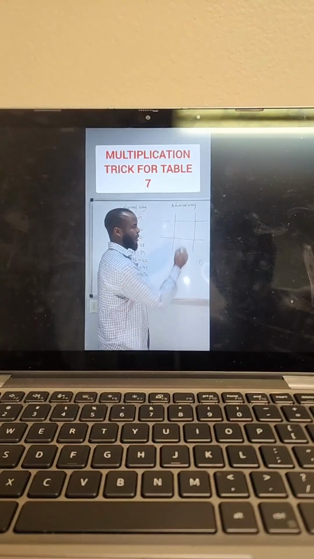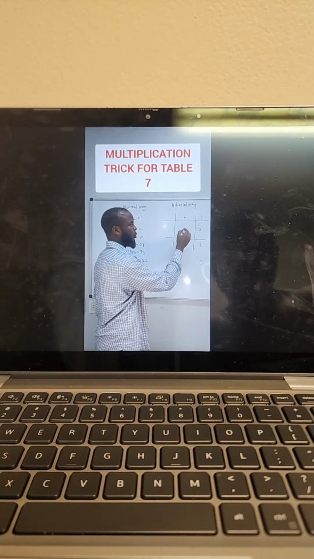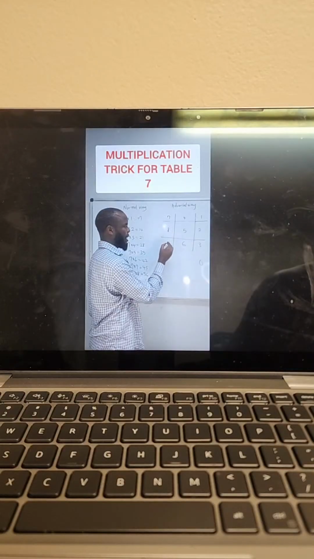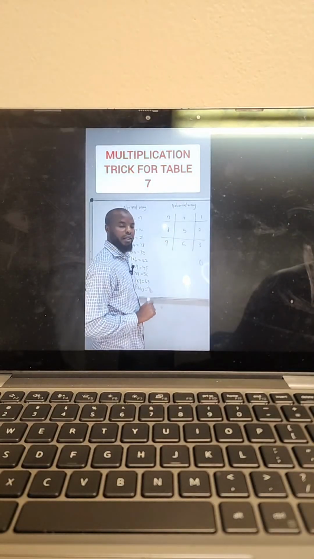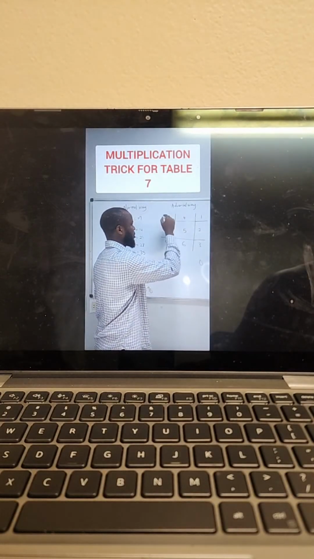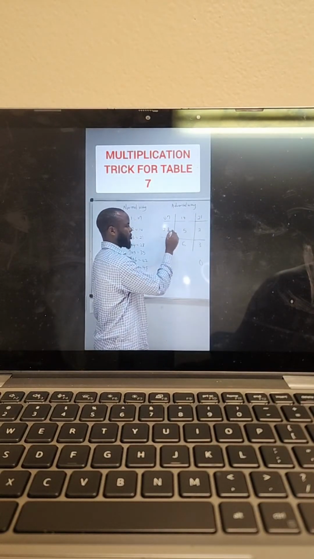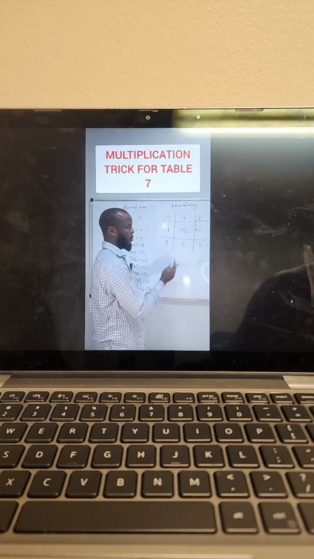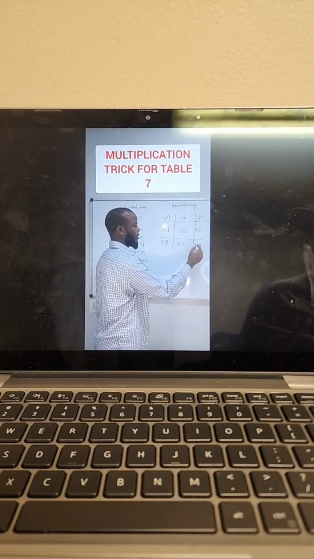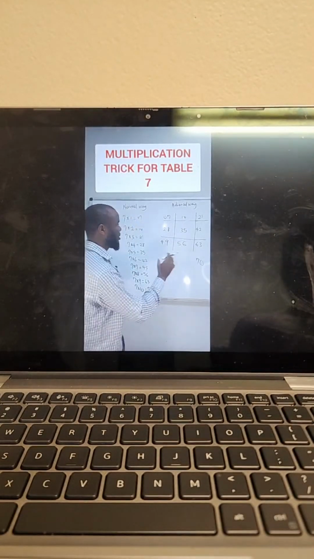Start with 0 here, and let's start with 1, 2, 3, 4, 5, 6, 7, 8, 9. And you're going to start with 0, 1, 2. Again, start with 2, 3, 4. Again, start with 4, 5, 6, and 7. You can see this is the multiplication trick for table 7.